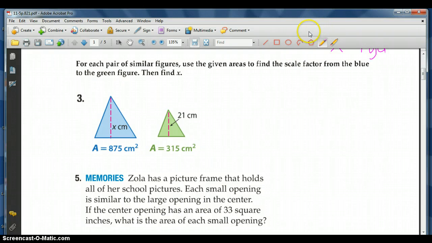Number 3, for each pair of similar figures, use the given areas to find the scale factor from the blue to the green figure, then find x. So in order to do this, we need to find our A to B ratio. So to find your A to B ratio, you have to take your area ratio, simplify it, and find the square root of that. So start off by taking your area ratio, and then start simplifying this.